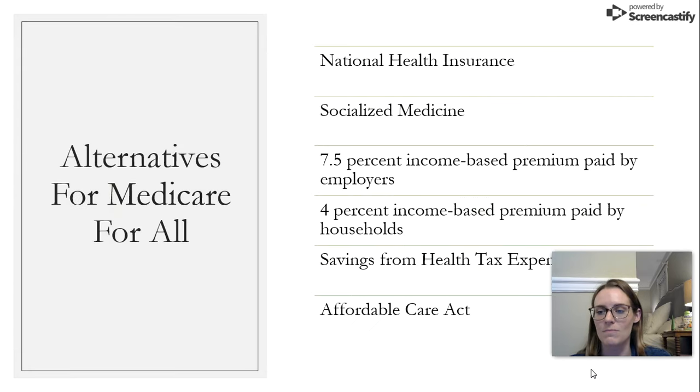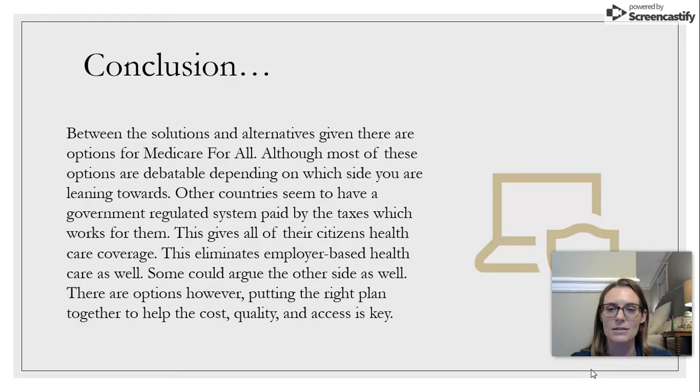Some alternatives to Medicare for all are national health insurance or socialized medicine, or, as I stated before, letting the Affordable Care Act do its job. Many people state that we haven't given the ACA time to work, and that allowing it more time would afford us greater improvements in cost, quality, and access.